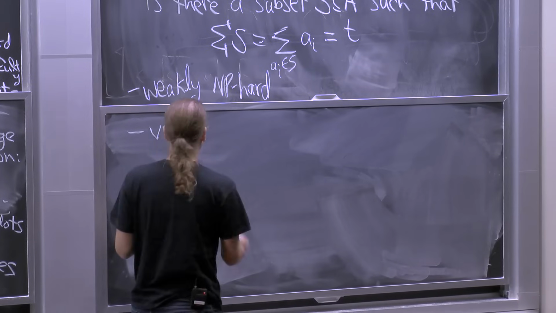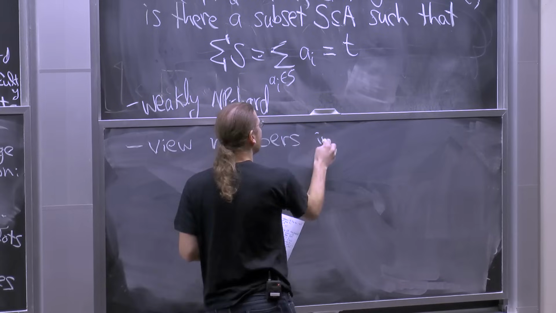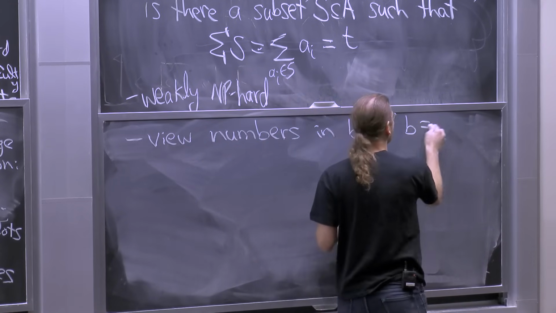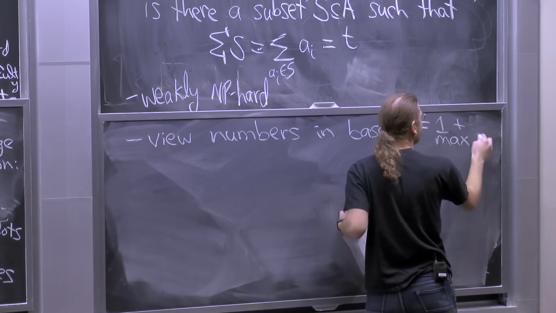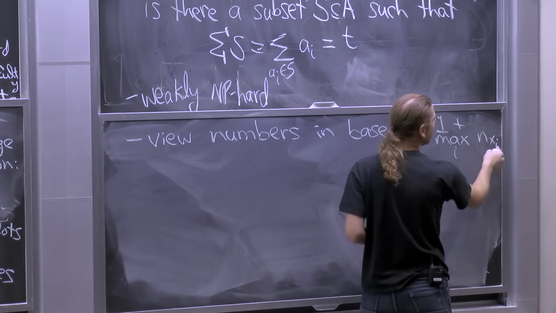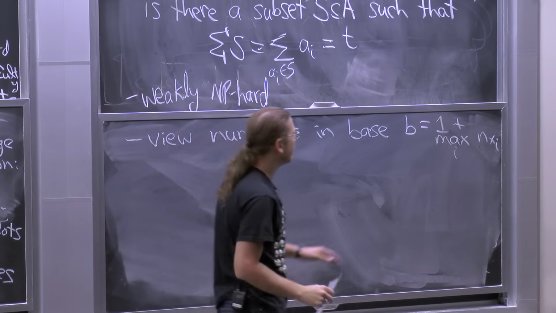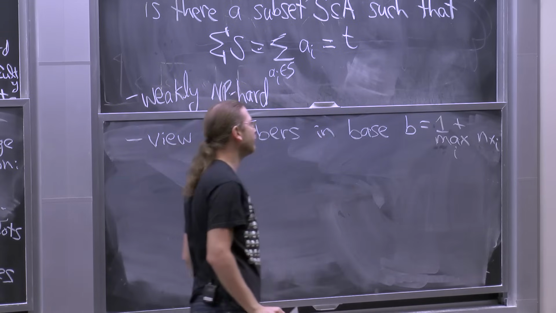So here we go. We get to choose the numbers, so I'm going to think of them in a particular base, b, which is going to be 1 plus the max of the nxi's. Again, this is the number of occurrences of variable xi in a true or false form. So I take the maximum occurrence of any variable, add 1. That's my base. It just has to be large enough.